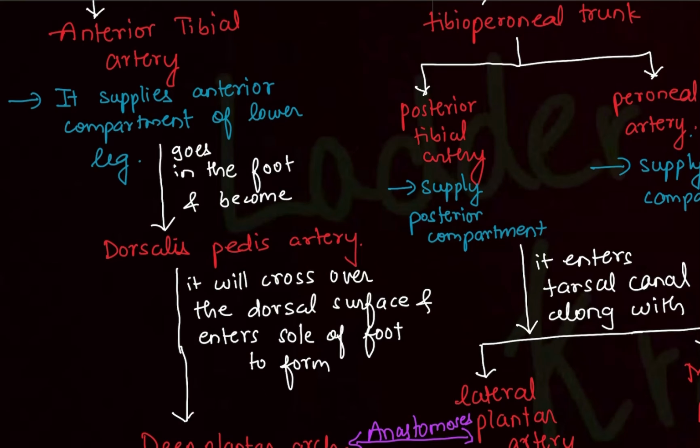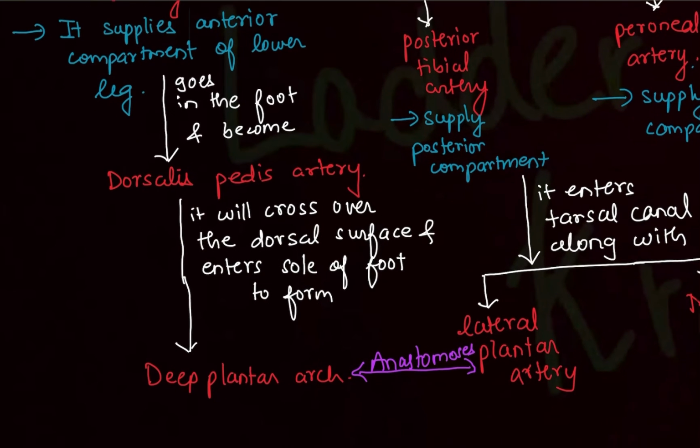This anterior tibial artery will further descend down to become the dorsalis pedis artery in your foot. Now this dorsalis pedis artery will supply the dorsal surface of the foot. Then it will cross over and enter the sole of the foot and form the deep plantar arc.